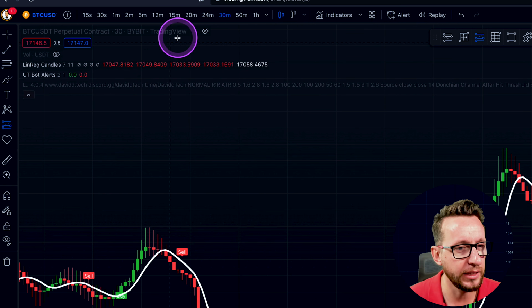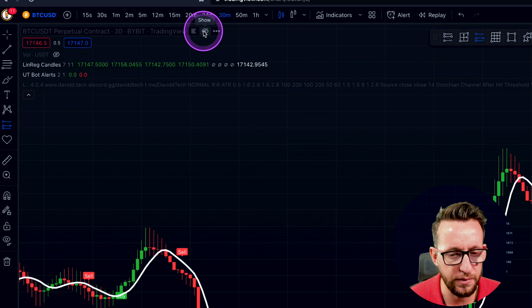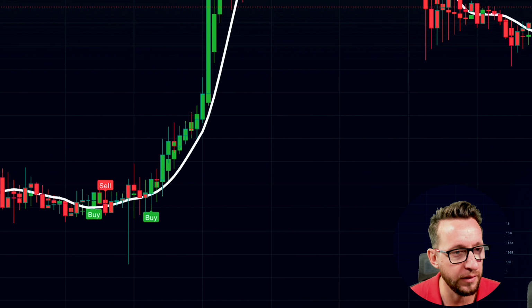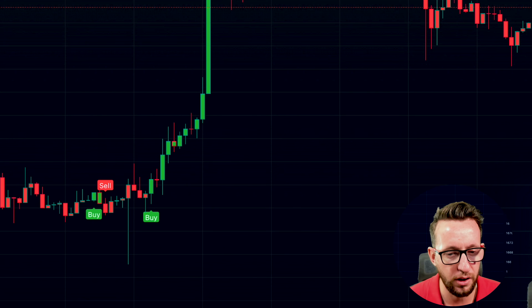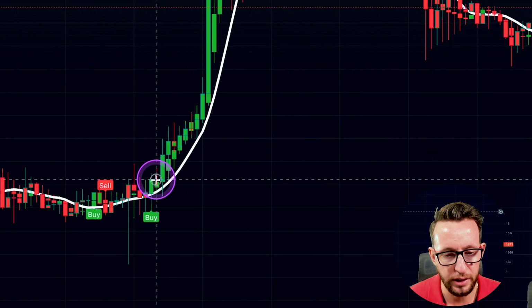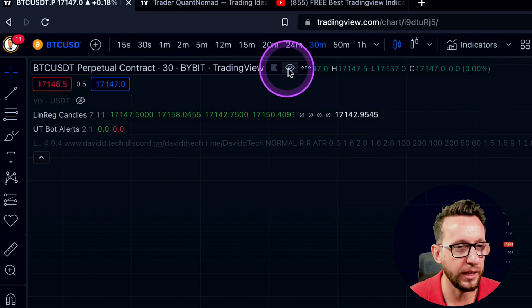So this would have been an absolutely perfect long position. We would actually get in on the candles. It's a bit misleading really, because we'd actually get in on the candles here, not on the linear regression candles. So let me hide them very quickly. It would be this one here. So you would have got in there. Okay, so I can now hide again the candles.